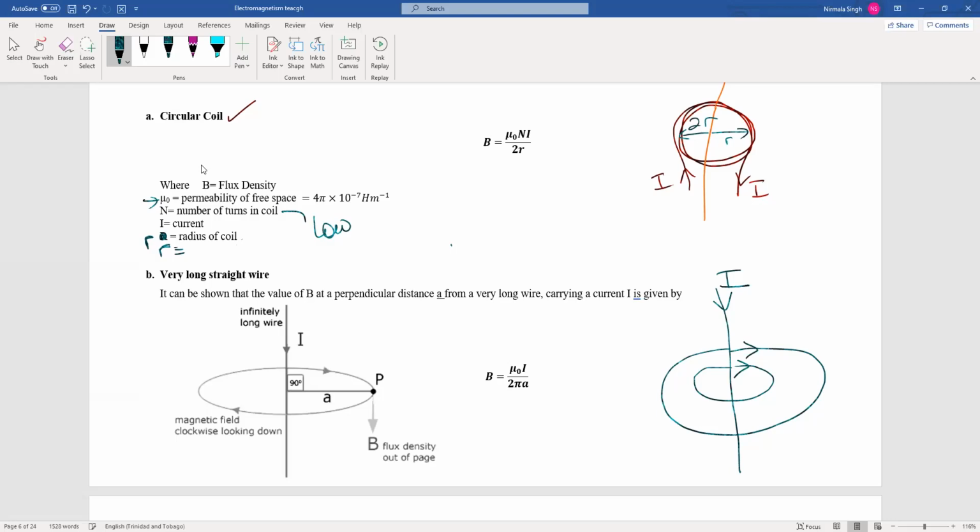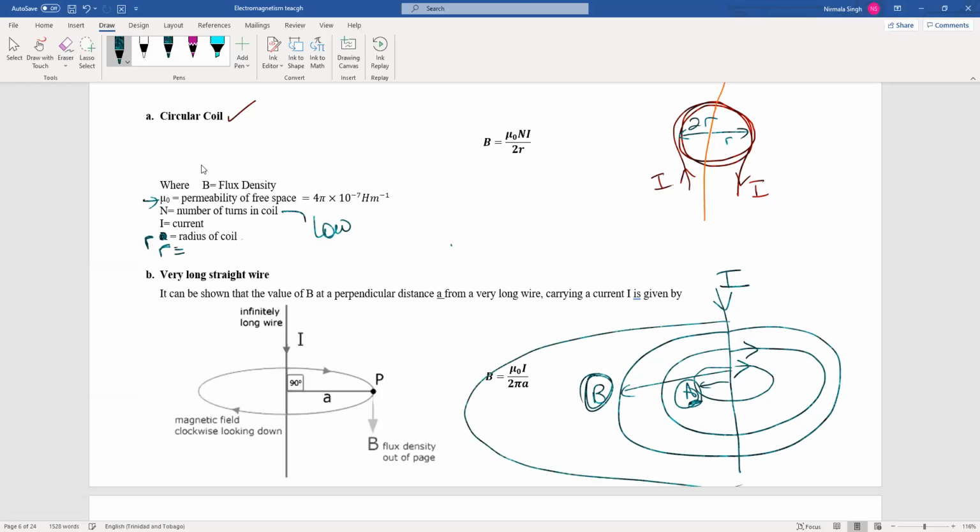Do you all think the magnetic field at A will be equal to the magnetic field at B? Do you think the magnetic field at A will be the same as the magnetic field at B? No. Well, it will be weaker at B. You all know this.